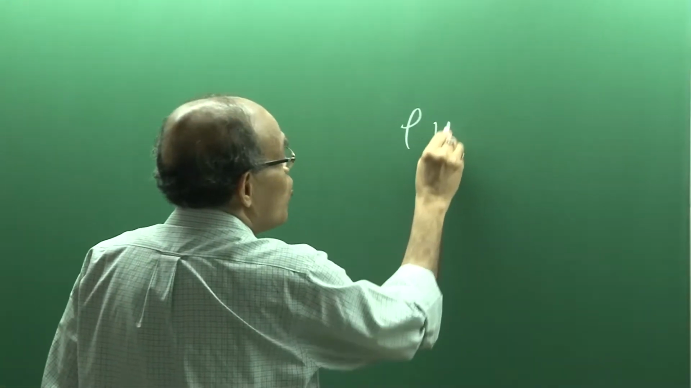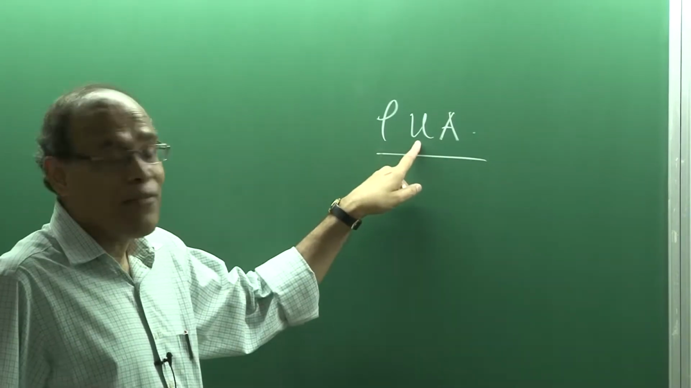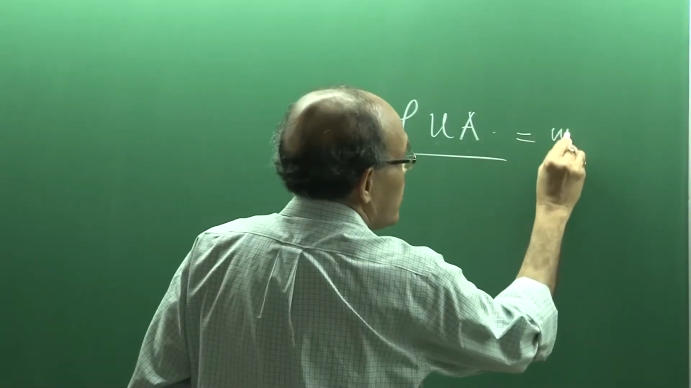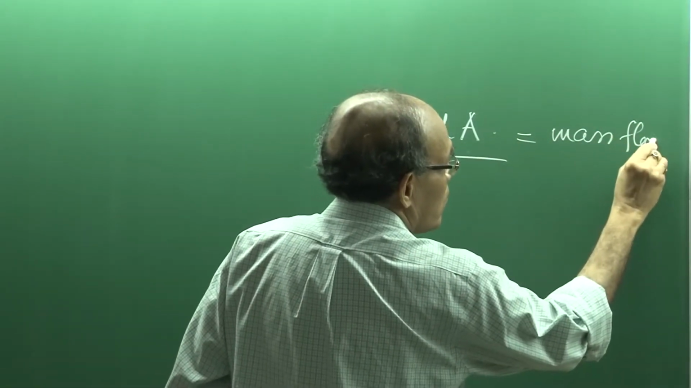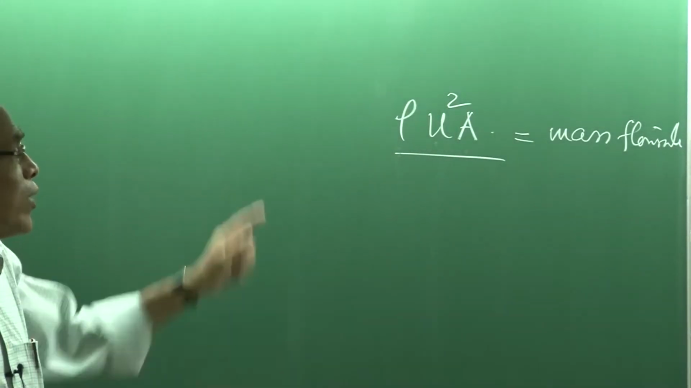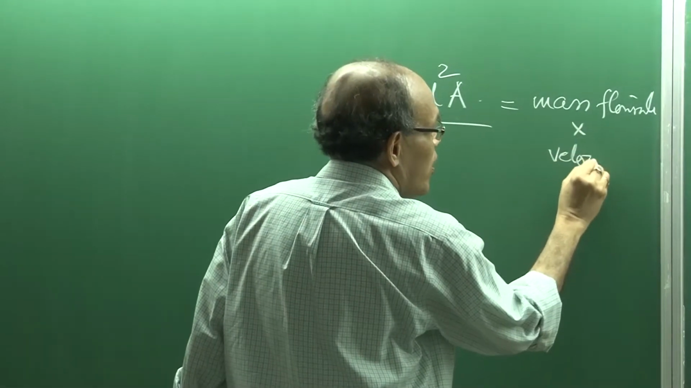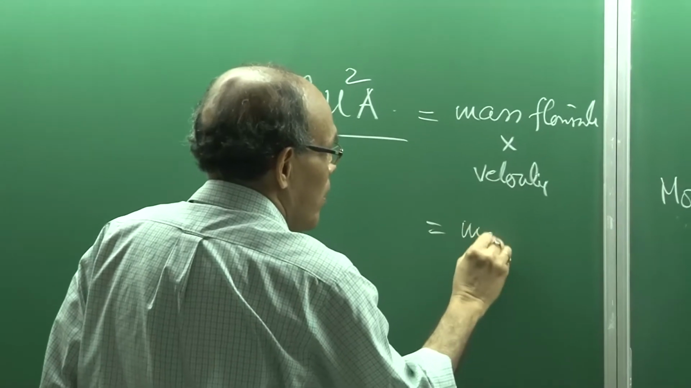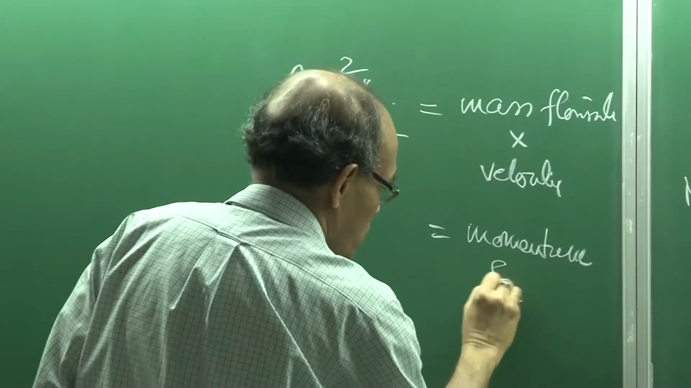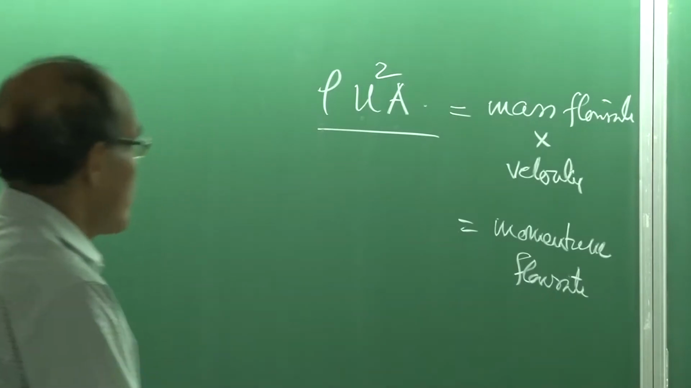So, you know that rho uA, where rho is the fluid density, u is the velocity, and A is the area, represents the mass flow rate. So, if you multiply this with another u, you get what? Mass into velocity. So, that becomes mass flow rate into velocity, so that becomes momentum flow rate. So, momentum flowing into the system or flowing out of the system.